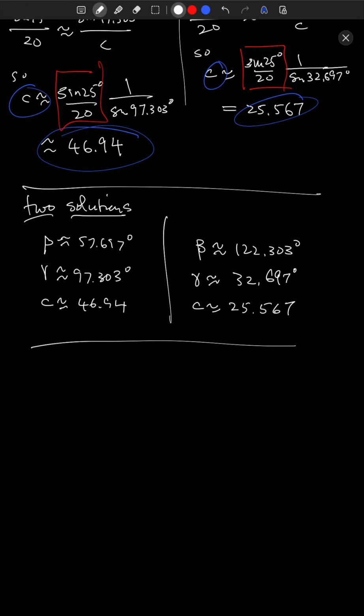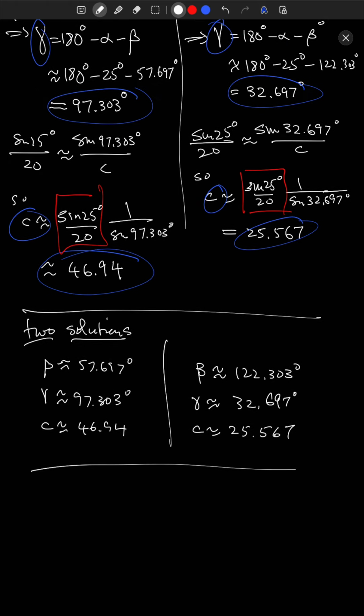Okay, so what this means is that there's two possible triangles. Let me write it like this: two possible triangles, two triangles that have alpha equals 25 degrees, A equals 20, B equals 40. All right.